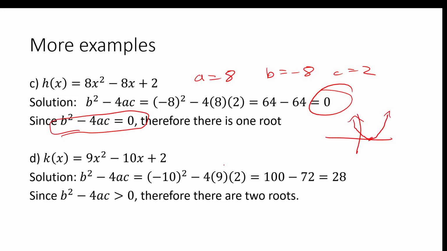And finally, we'll do one more. If we had the function k of x equals 9x squared minus 10x plus 2, the value of our discriminant would ultimately equal 28. And since the discriminant was greater than 0, we would say that there were 2 real roots. And again, for our purposes, we'll say there are 2 roots. We're not talking about the non-real numbers in this section.